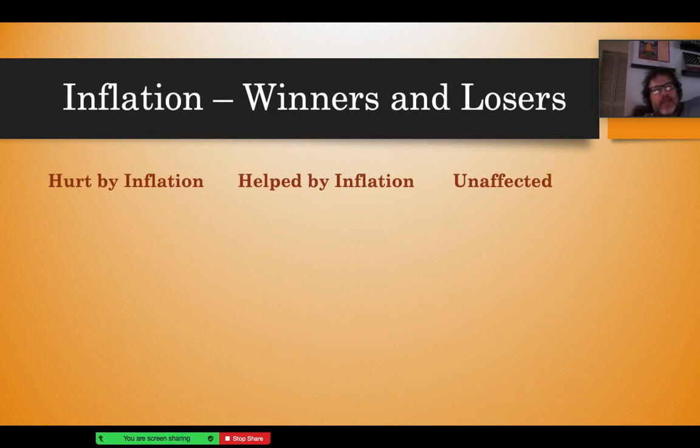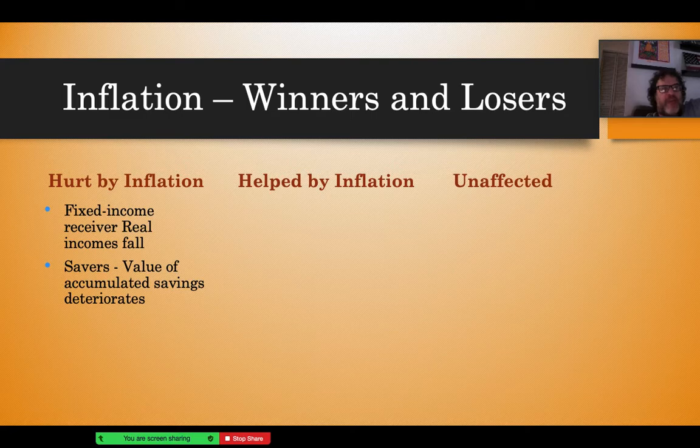And then finally, I think this is the last slide. Who is helped and who is hurt by inflation? And what are some things that make people unaffected by inflation? So, the people that are hurt by inflation are people that receive a fixed income, right? And again, just think about what we just talked about. I make $1,000 a month. Every month I make $1,000. What happens when prices start to rise? That $1,000, even though the nominal amount is the same, it's worth less and less because of inflation.